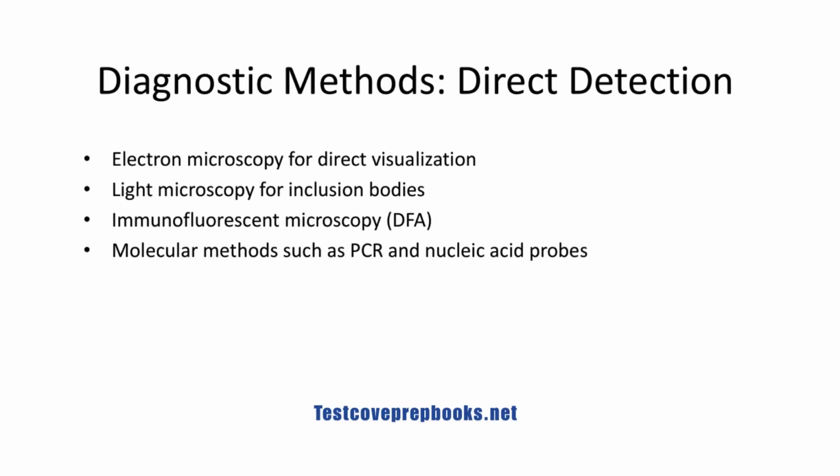Diagnostic methods for viruses include several approaches. Direct detection can be done by electron microscopy, which visualizes viral particles, or by light microscopy, which looks for inclusion bodies inside cells. Immunofluorescent microscopy, or DFA, is another method. Modern molecular techniques, such as PCR and nucleic acid probes, are widely used for their accuracy.